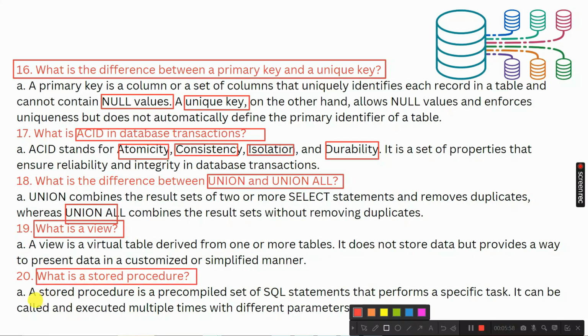Then the next question is, what is a stored procedure? So the answer is, a stored procedure is a pre-compiled set of SQL statements that performs specific tasks. It can be called and executed multiple times with different parameters. That's why we can say a stored procedure is a pre-compiled set of SQL statements which can be called and executed multiple times with different parameters.